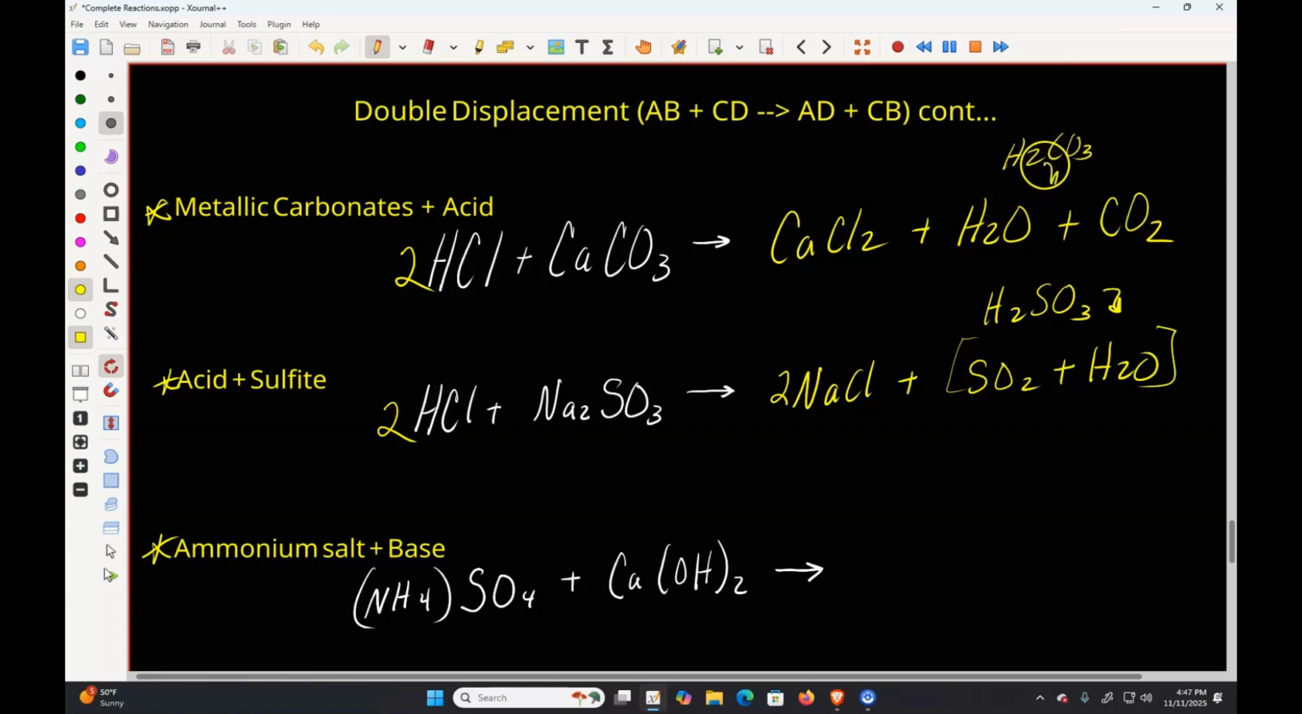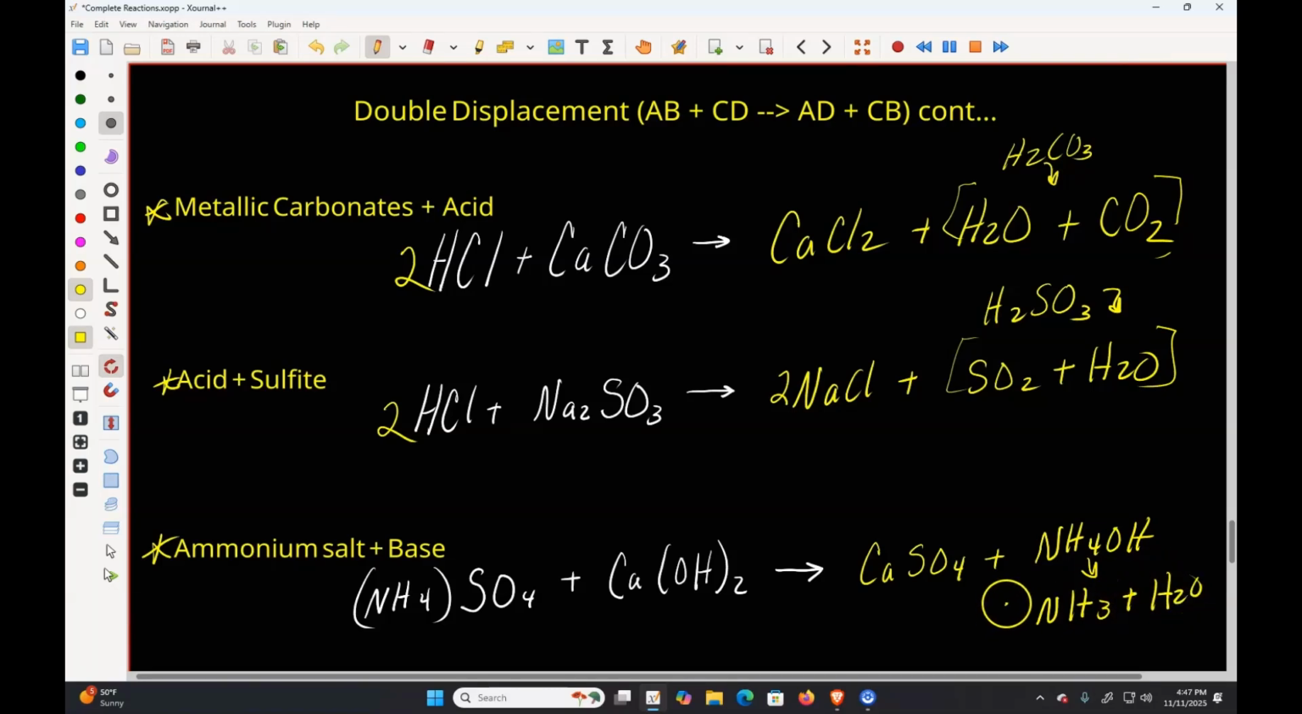further decompose. If I have an ammonium salt with a base, it's going to form a salt plus ammonium hydroxide. So this is going to give me calcium sulfate. Ammonium hydroxide is going to further decompose to give me ammonia plus water. Let's put a 2 here, a 2 here, and there's a 2 should go there.